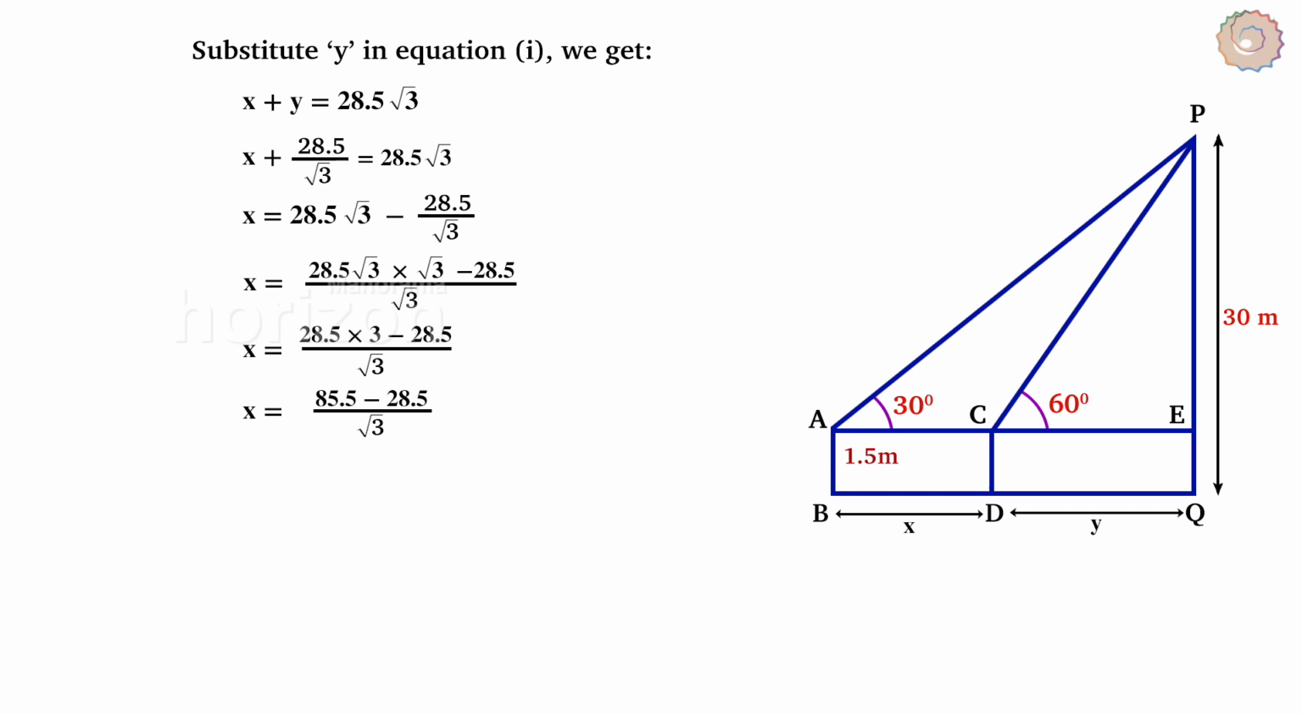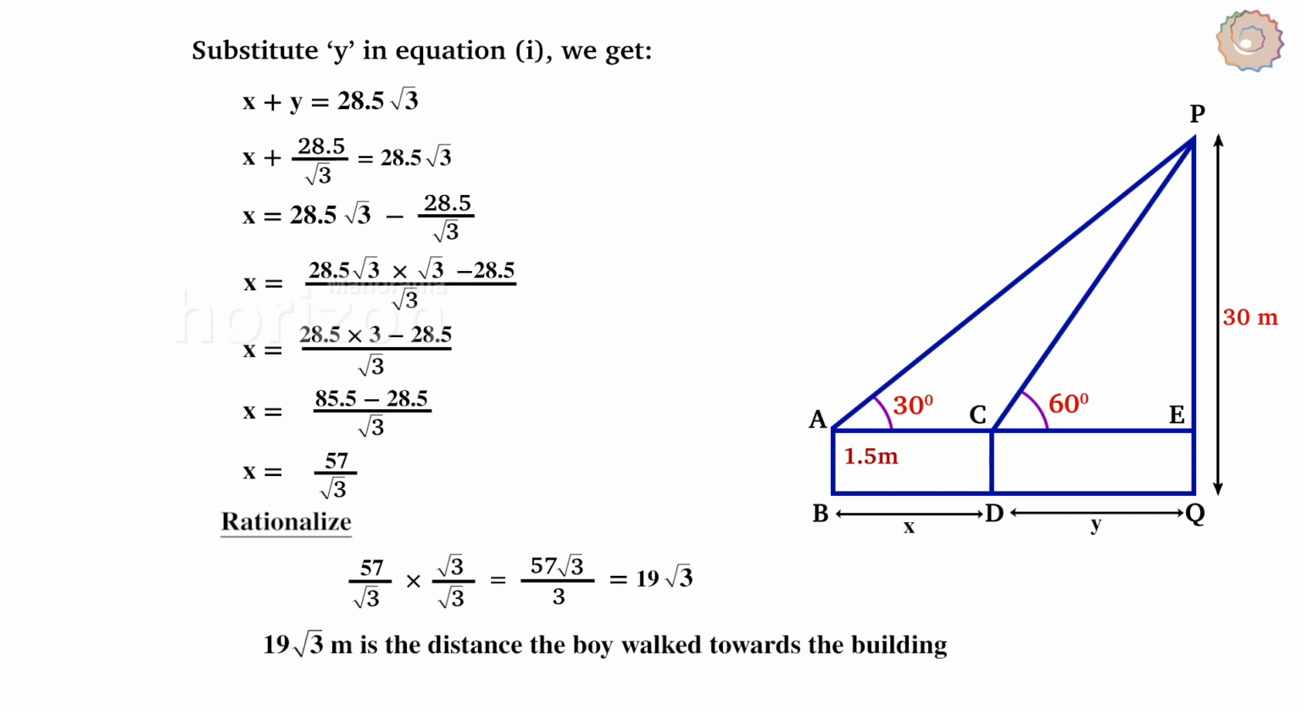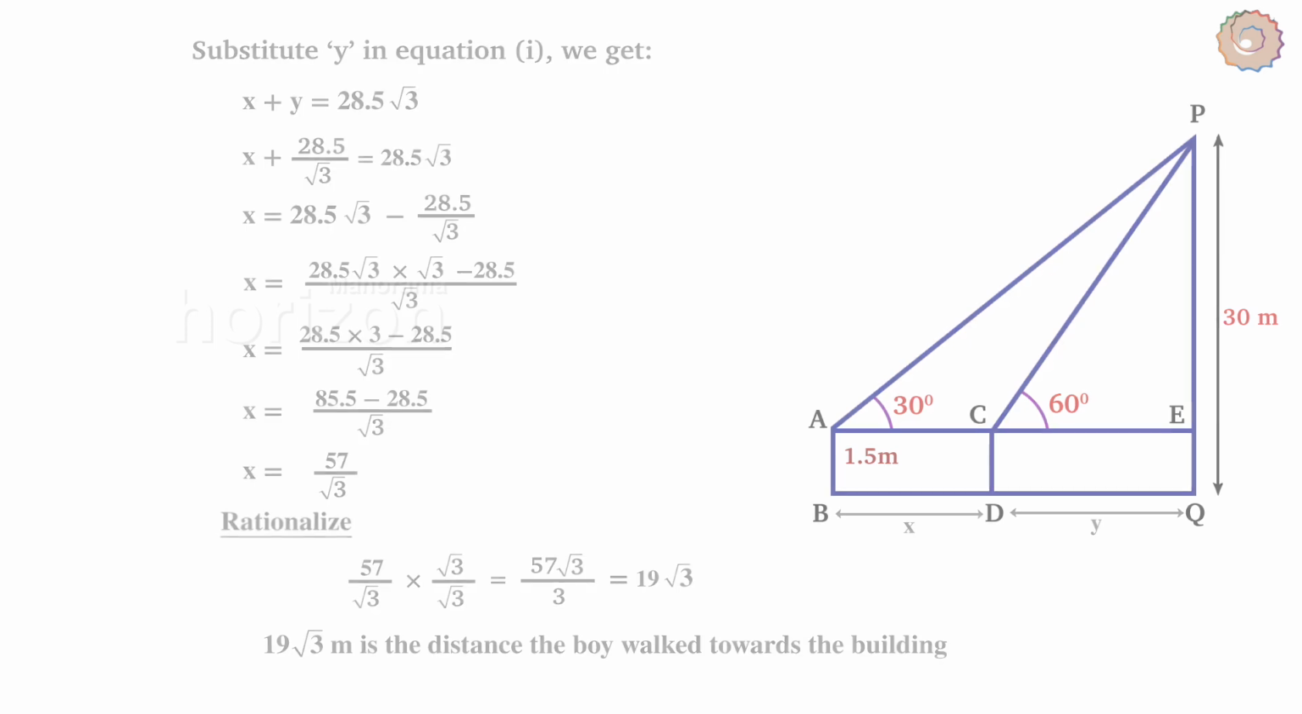That is, we get x is equal to 85.5 minus 28.5 divided by root 3. Subtracting the same, we get 57 by root 3. Now, let's rationalize the same. That is, 57 by root 3 into root 3 divided by root 3 gives us 57 root 3 by 3. That is 19 root 3. Therefore, 19 root 3 meter is the distance the boy walked towards the building.